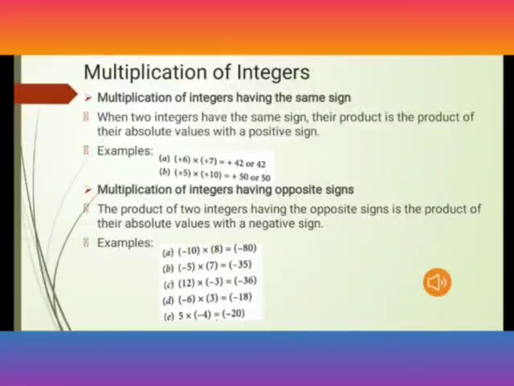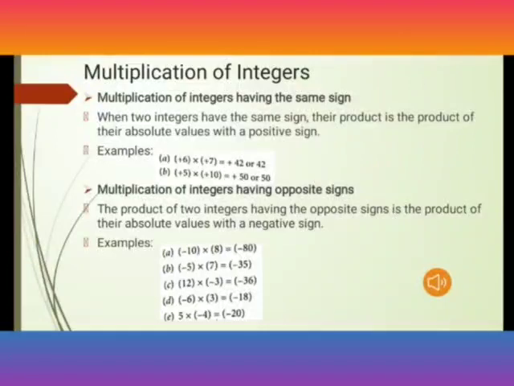Now come to the next point, multiplication of integers having opposite signs. The product of two integers having opposite signs is the product of their absolute values with a negative sign. As you can see in the example, when you multiply a negative integer with a positive integer, the answer is a negative integer. Minus 10 multiplied with 8 will give you the answer minus 80.